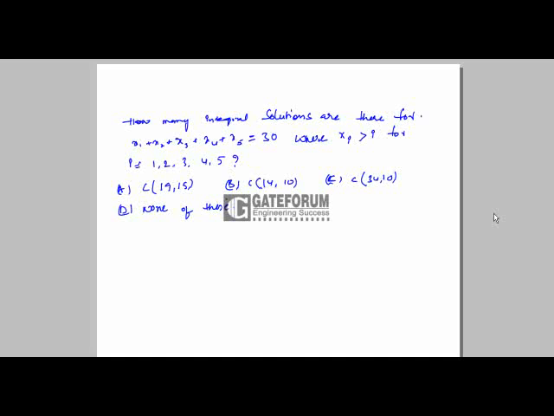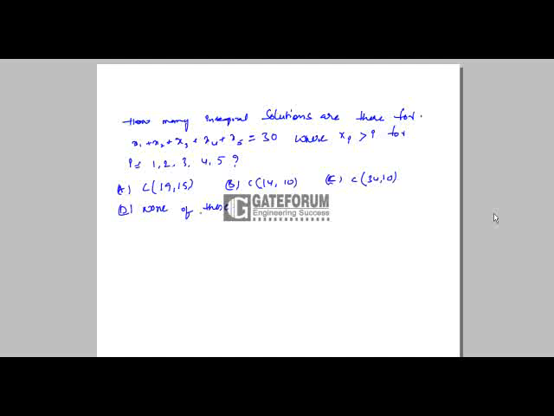How many integral solutions are there for the equation x1 plus x2 plus x3 plus x4 plus x5 is equal to 30, where xi is greater than i for i is equal to 1, 2, 3, 4, 5. Here we can model this problem as distribution of 30 similar balls into 5 different boxes. Here x1, x2, x3, x4 and x5 are considered as 5 distinct boxes, and 30 is nothing but 30 ones. That means 30 similar balls.